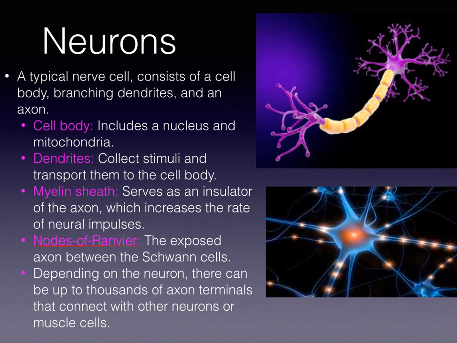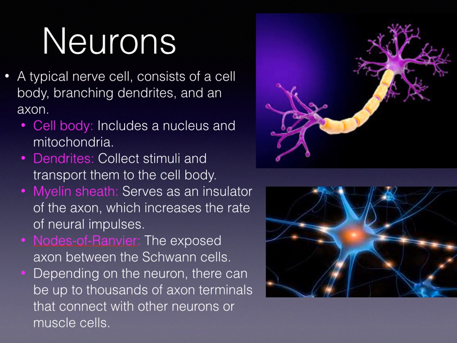So what do we need to know about neurons? You should also be familiar with this, so I'll go through it pretty quickly. A typical nerve cell consists of a cell body, which we know holds the nucleus and mitochondria inside of it. So it's like the brain of the cell. And then we have the dendrites. These collect stimuli and transport them to the cell body. So they're like our boat port, remember? We collect the materials and then transport them through our neuron.